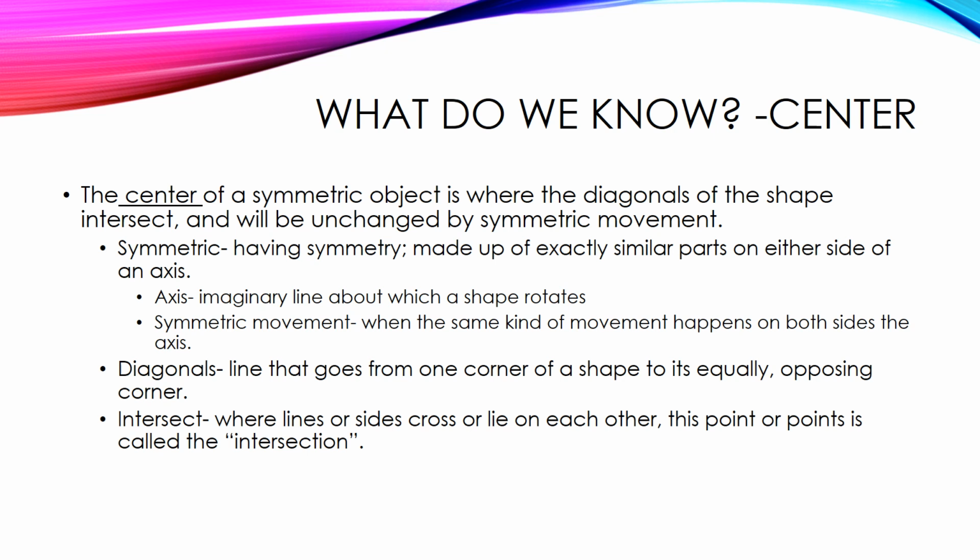Center. The center of a symmetric object is where the diagonals of the shape intersect and will be unchanged by symmetric movement. Symmetric means having symmetry, made up of exactly similar parts on either side of an axis. An axis is an imaginary line about which a shape rotates, and symmetric movement means when the same kind of movement happens on both sides of the axis. And the following 2 definitions are very self-explanatory, but diagonal means a line that goes from one corner of a shape to its equally opposing corner. And intersect means where lines or sides cross or lie on each other. This point or points is called the intersection.